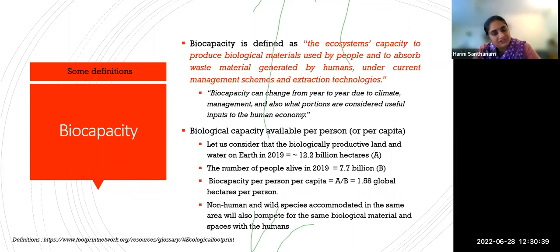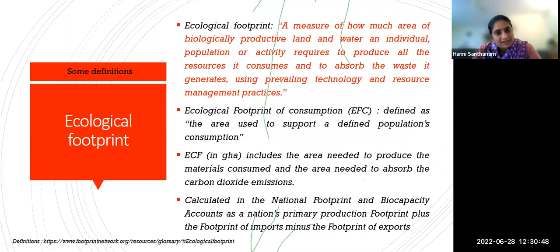Given the competition, what is the biocapacity available per person? This is one very important measure for us to calculate the ecological footprint. Now, what is the ecological footprint itself? It is a measure of how much area of biologically productive land and water an individual, population, or activity requires to produce all the resources it consumes and to absorb the waste it generates, using the prevailing technology and resource management practices.